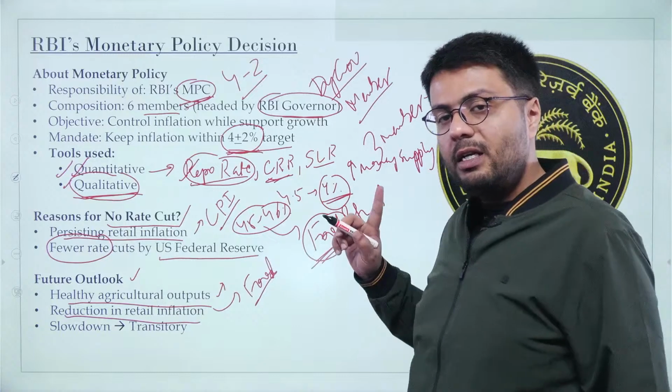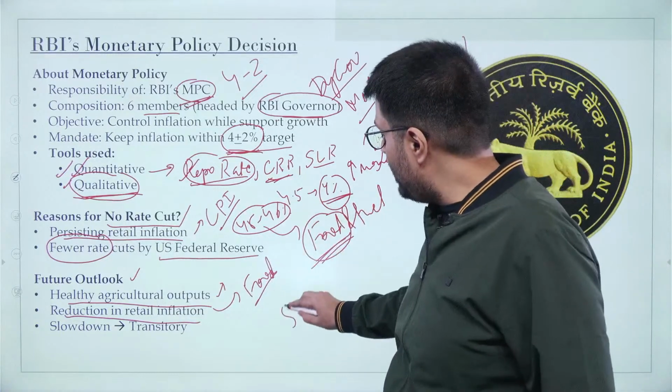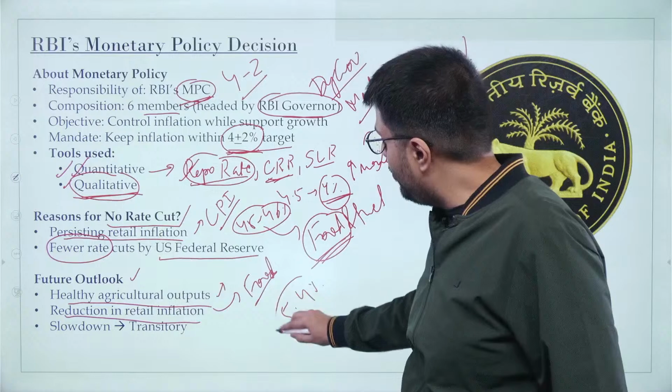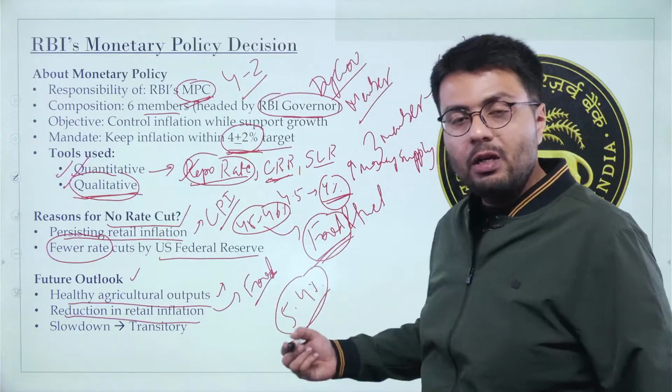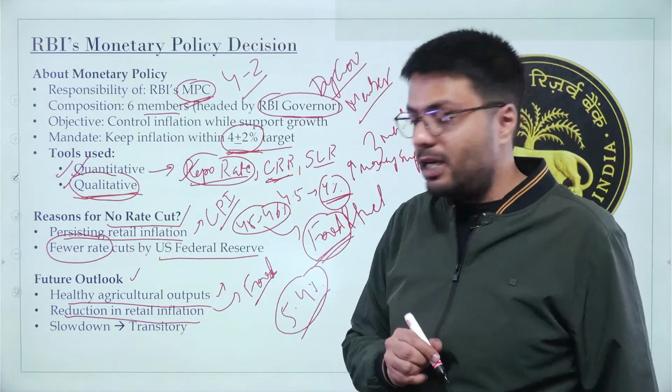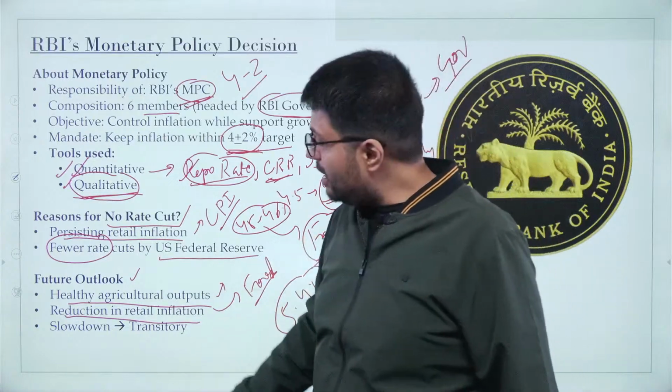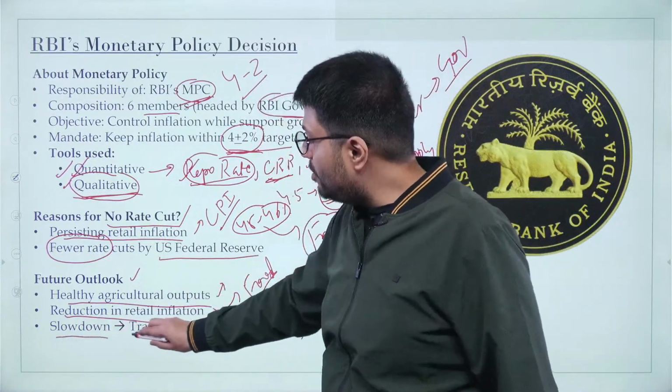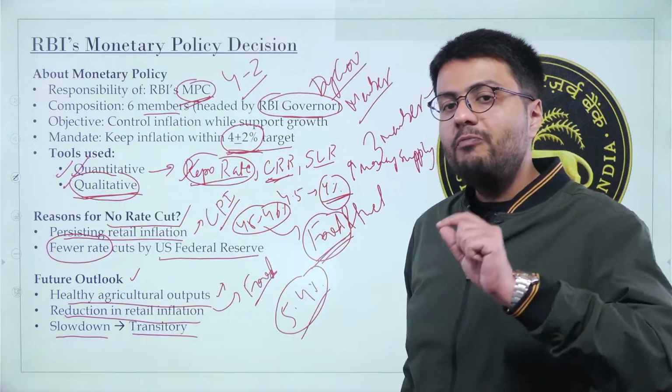Also, the recent important development that India witnessed was just 5.4% growth in the last quarter of this financial year. The RBI governor said that this economic slowdown is transitory in nature, and this was because of many reasons.